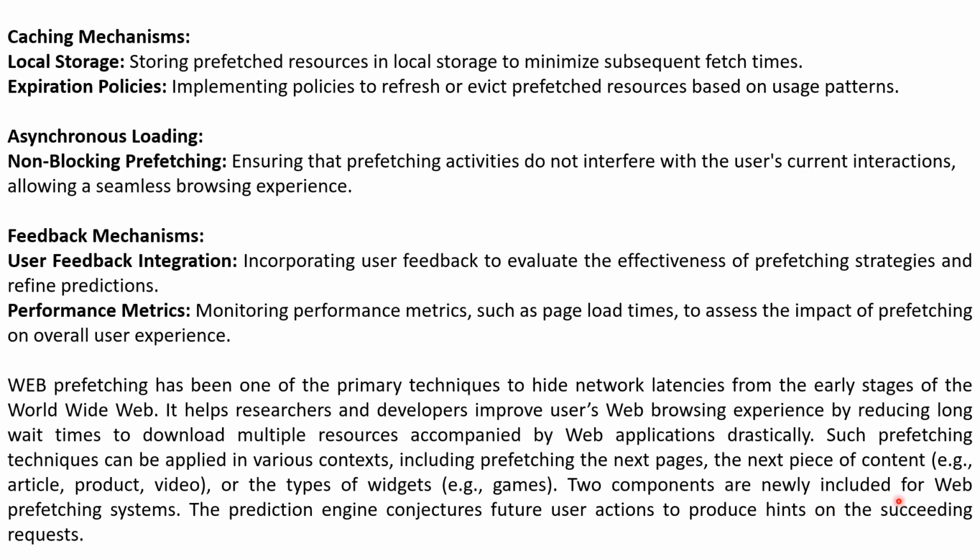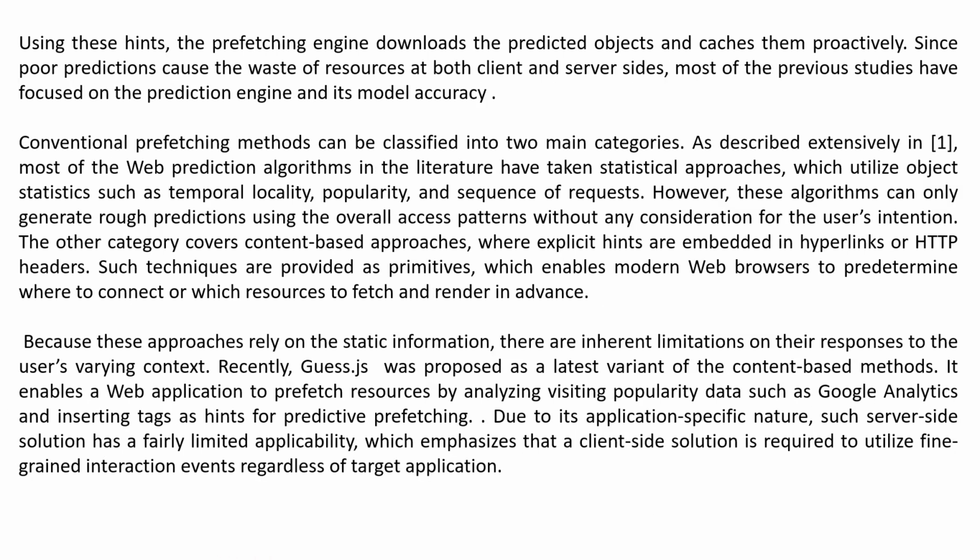Two components are newly included for web prefetching systems. The prediction engine conjectures future user actions to produce hints on the succeeding requests. Using these hints, the prefetching engine downloads the predicted objects and caches them proactively. Since poor predictions cause the waste of resources at both client and server sides, most of the previous studies have focused on the prediction engine and its model accuracy.